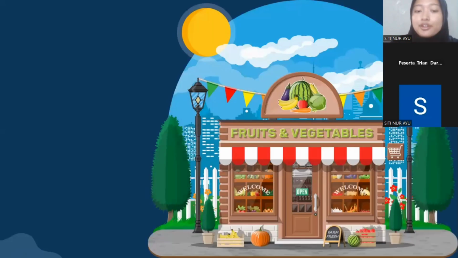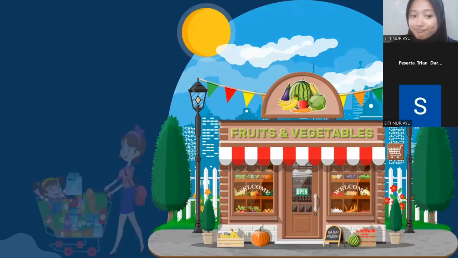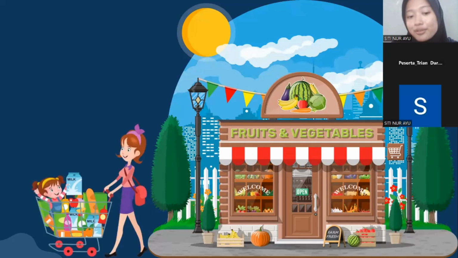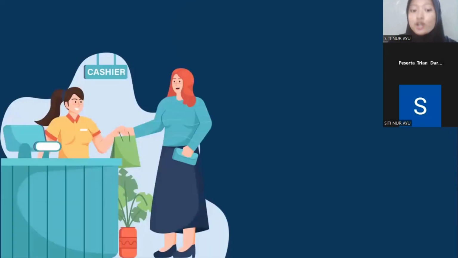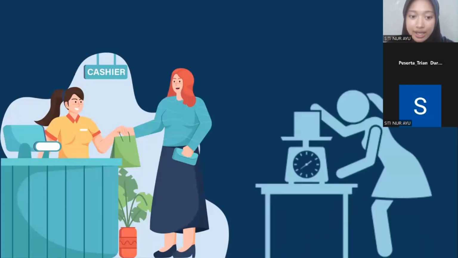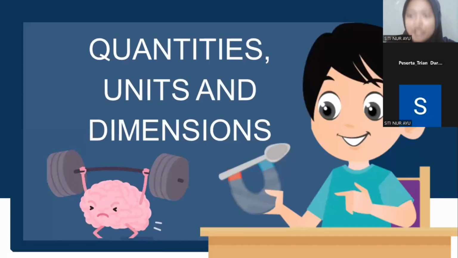In the previous meeting, have you ever bought food at the supermarket? Before paying for the food at the cashier, usually the food will be weighed first. What value does the scale show? And does it have units? So to answer that question, we will discuss quantities, units, and dimensions.